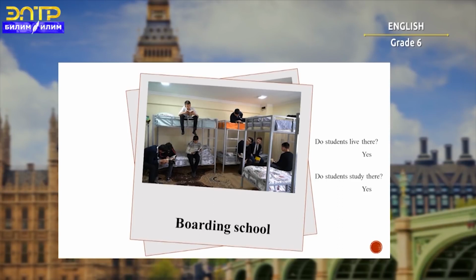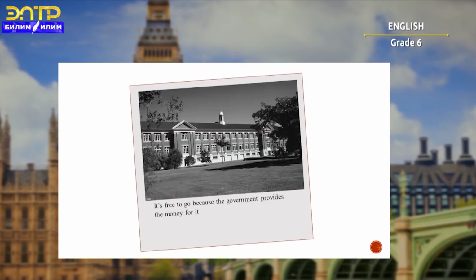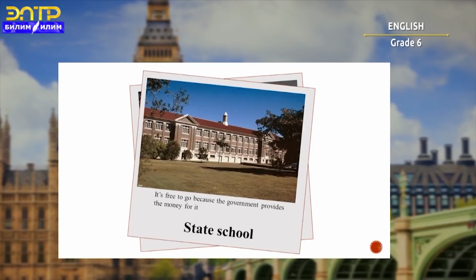Look at this picture, please. It is free to go because the government provides the money for it. What kind of school is it? What do you think? It is state school. Do students pay money to study there? No. Who helps with the money? The government. Well done. So repeat after me, please. State school. State school.